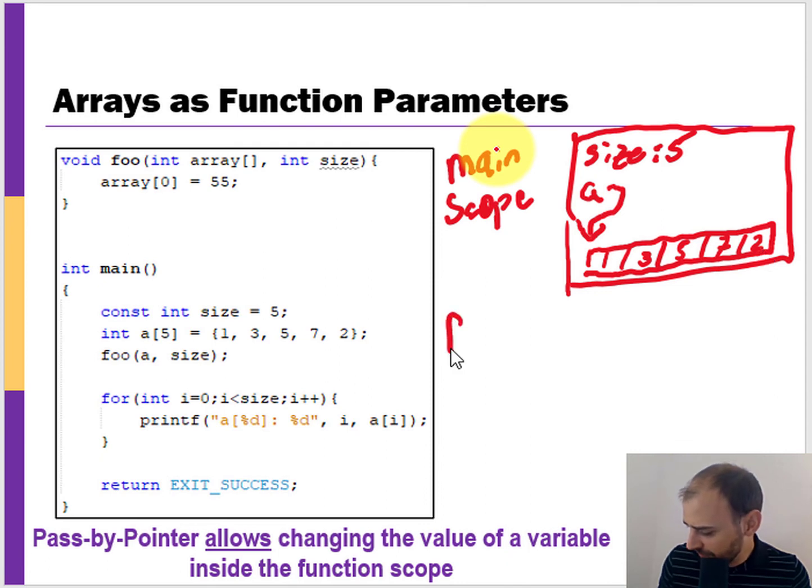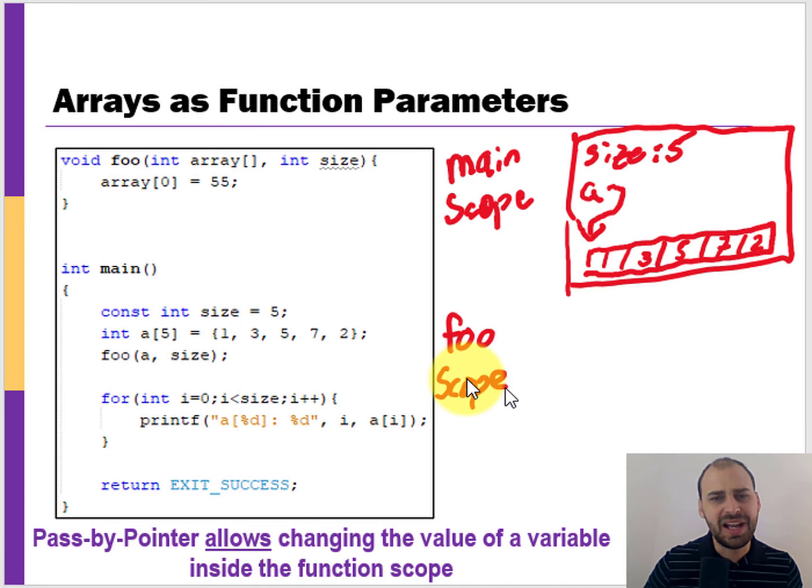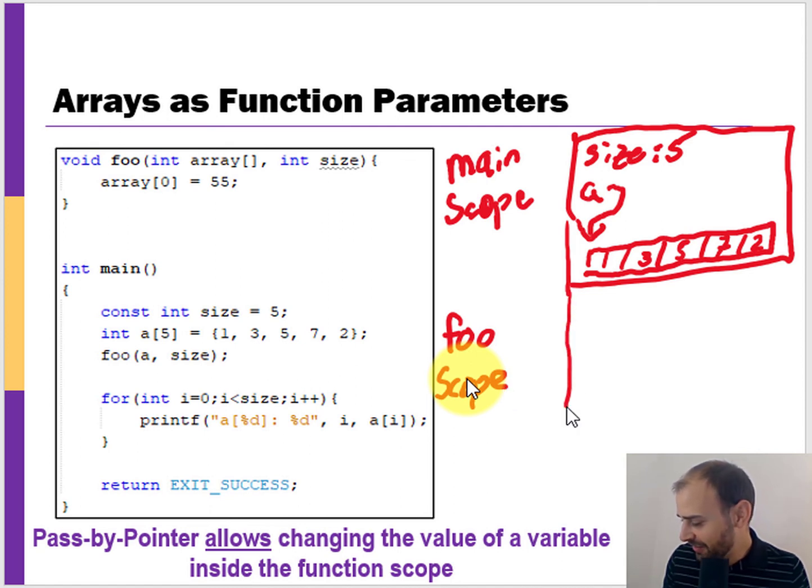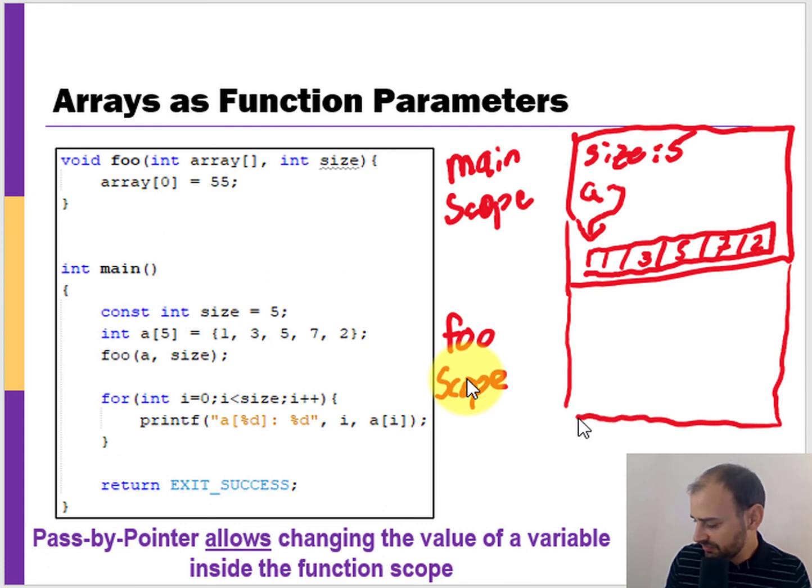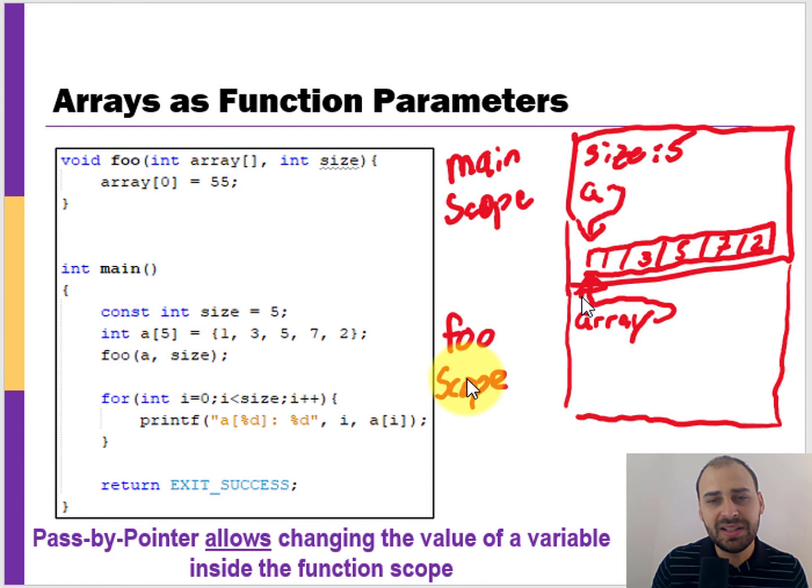And then we have the foo function scope. Okay, that's a common fake name for a function that's been used in computing going way back for decades, as a kind of a side note. And in the foo function scope, we have array. We called it array here, and that is a pointer. Remember, it's a pointer back to the original. We don't make a copy. We point to the original.